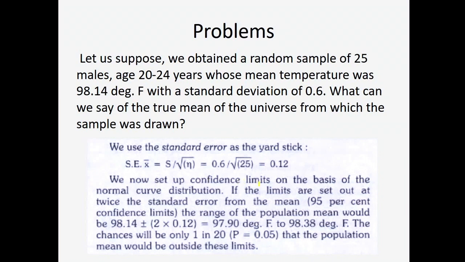We now set up the confidence intervals on the basis of the normal curve distribution. If the limits are set at two standard errors from the mean, the 95% confidence interval, the range of the population mean would be 98.14 plus or minus, that is 97.90 to 98.38. The chances will be only 1 in 20 that the population mean would be outside this range of 97.90 to 98.38.